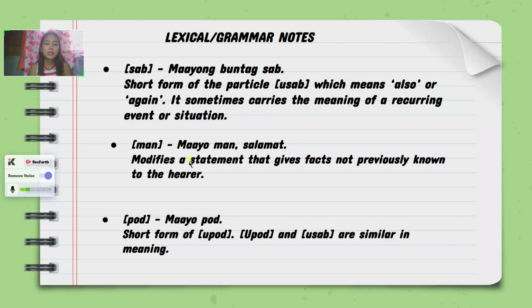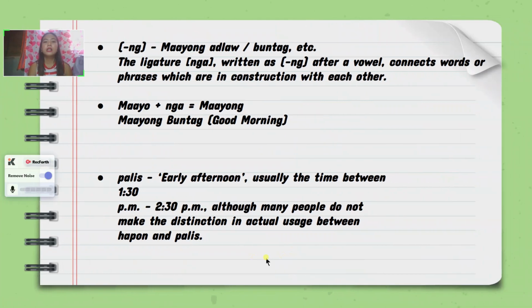Next is man. For example, the Cebuano sentence, maayo man, salamat. It modifies a statement that gives facts not previously known to the hearer. Next, pod, maayo pod, short form of upod. Upod and usab are similar in meaning. So if you go to Cebu, most of them use the word upod, but when you are here in Davao, you can hear most of the Davaoenos say usab. They are different in words, but they have the same meaning.